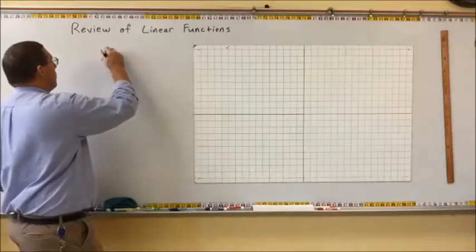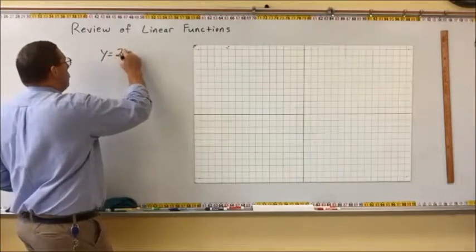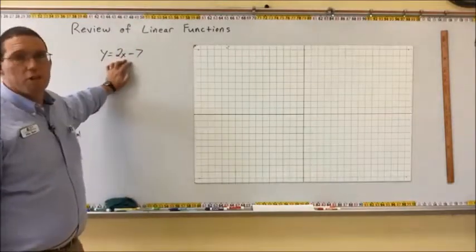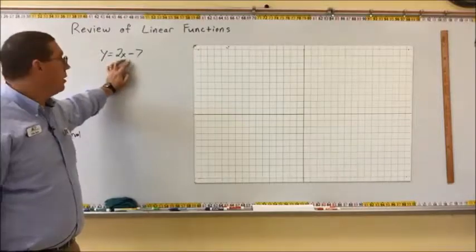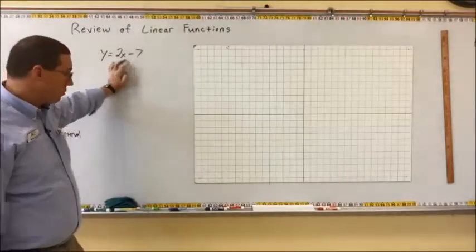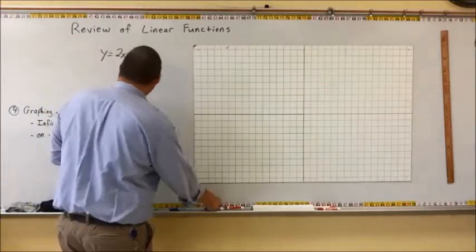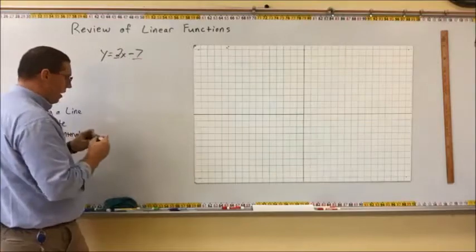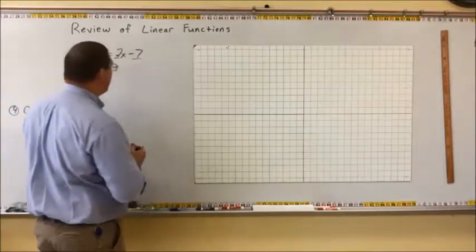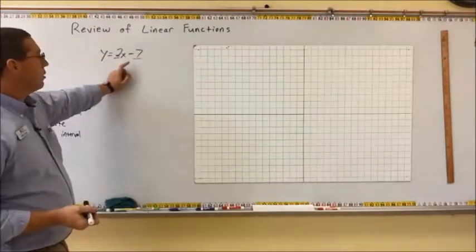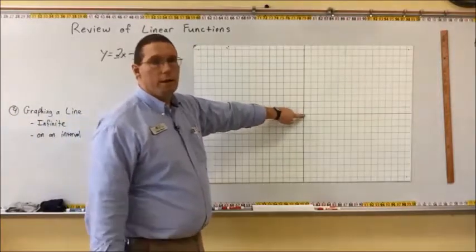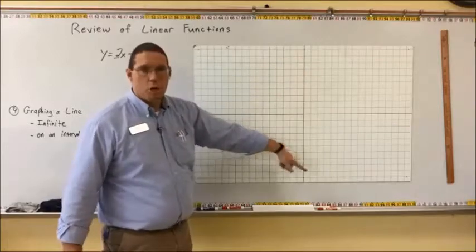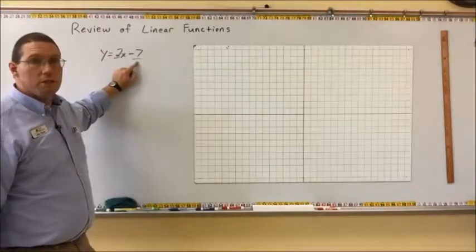Let's say that you're told that you have a function and it's y = 2x - 7, and you're told to graph the function 2x - 7. Well, this is in slope-intercept form, and this is the slope, 2, and this is the y-intercept, negative 7. So the first thing you're going to do is go to the origin, which is right here, and go up or down along the y-axis to the y-intercept, which is negative 7.